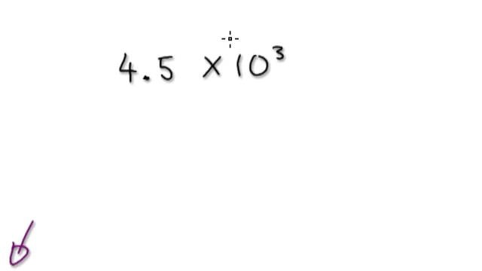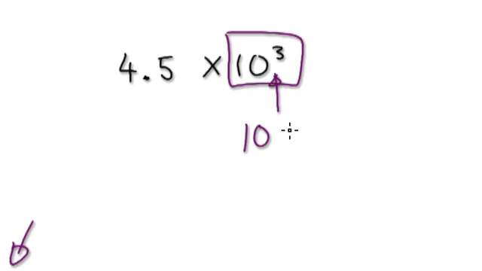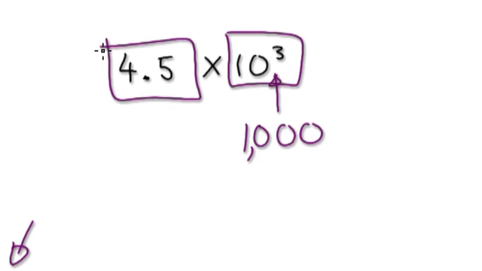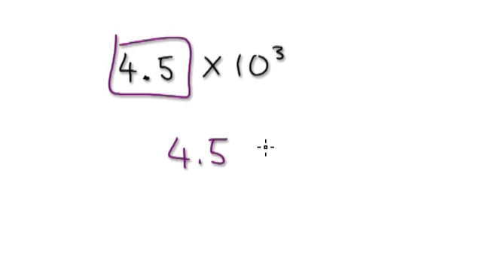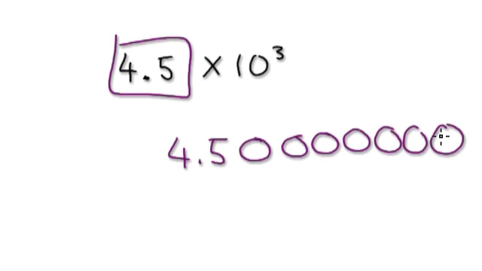So here, if you're going to times a number, remember this number here is 10 to the power of 3, so it's going to be 3 zeros. So it's 1,000. So when you times something by 1,000, you know the answer will be bigger than 4.5. So you start with 4.5, you know the answer will be bigger than 4.5. So let's write 4.5 as 4.500.